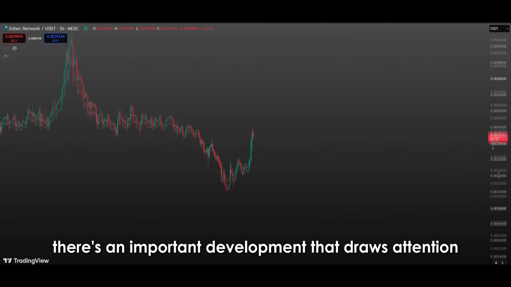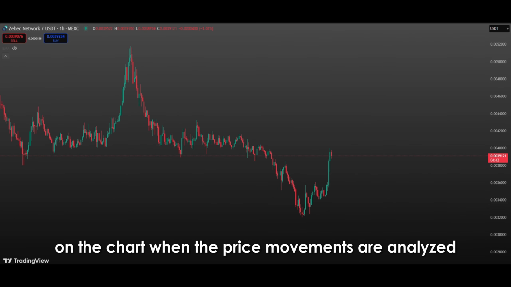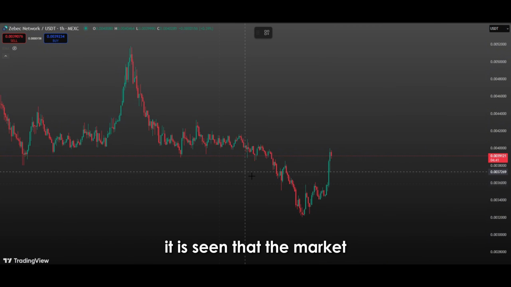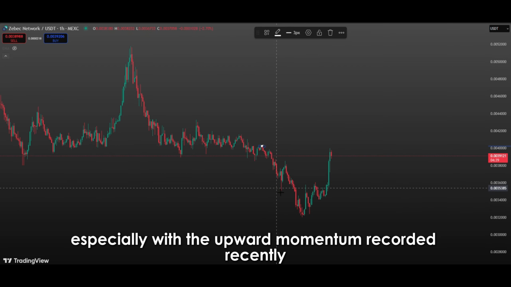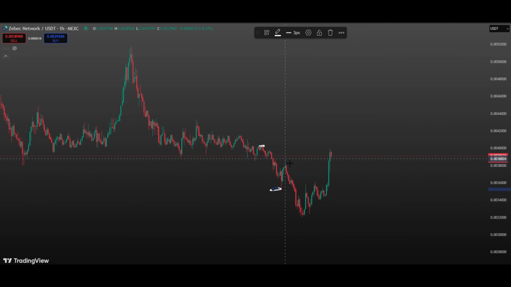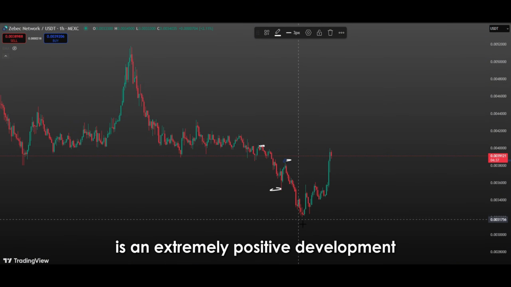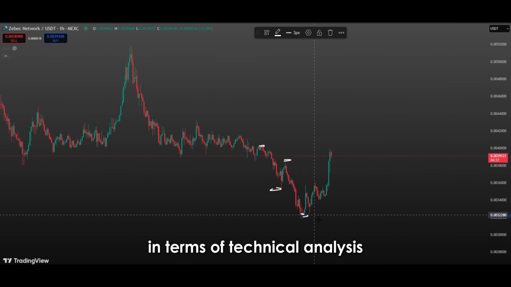There's an important development that draws attention on the chart. When the price movements are analyzed, it is seen that the market has broken through a certain resistance level and formed a new high peak, especially with the upward momentum recorded recently. The occurrence of this high top is an extremely positive development in terms of technical analysis.